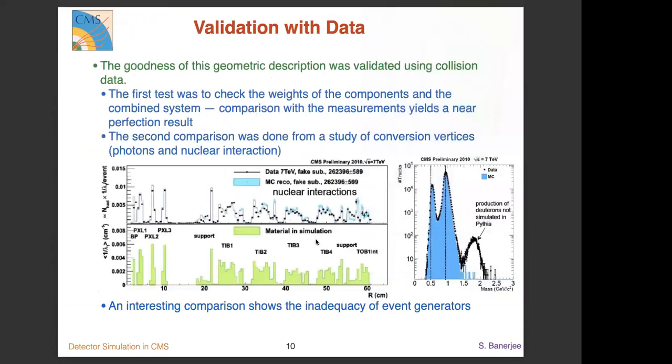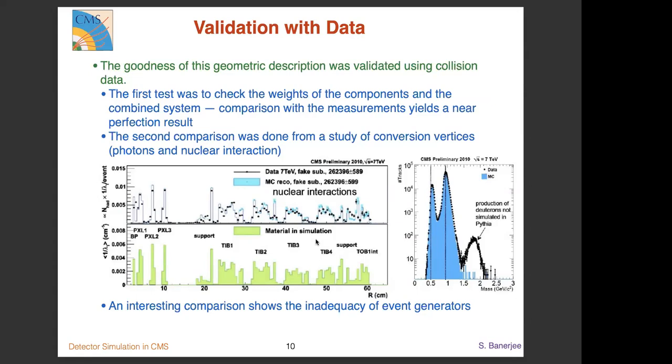Now the important thing is that this is one of my most favorite slides. The goodness of the geometry description was validated using the collision data. So the first test was to check the weights of the components and the combined system. Now this was done by really going with a chemical balance to weigh the real components, and we also computed the component as defined inside Geant4, and we could really compare the weights, and we found the weights have near perfect agreement.